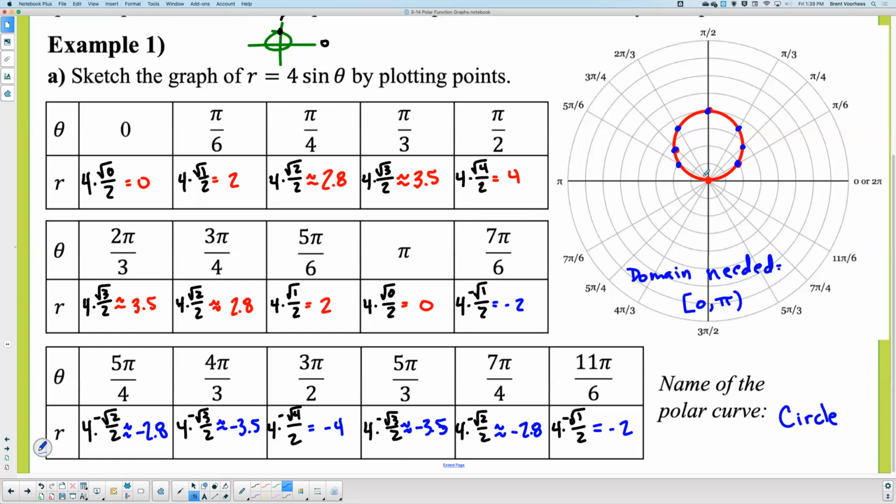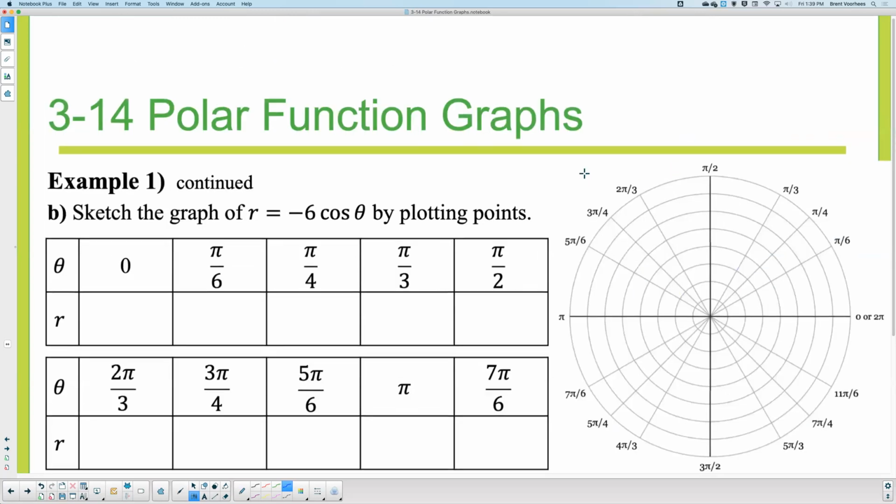So, polar graphs. Here's a question for you. Does this look like a function? No, but it is a function. And I'm going to show you why in a moment. Okay, let's do part B, and then I'm going to move on.